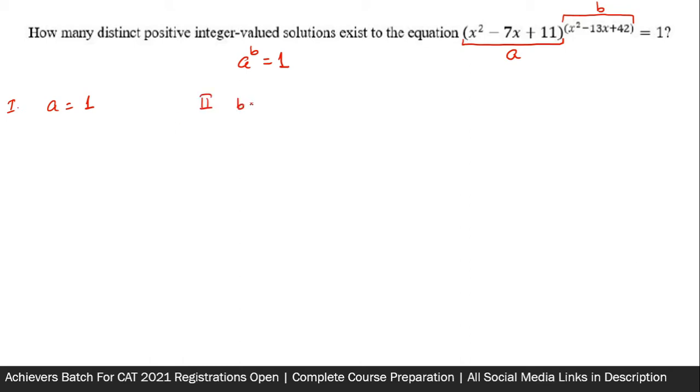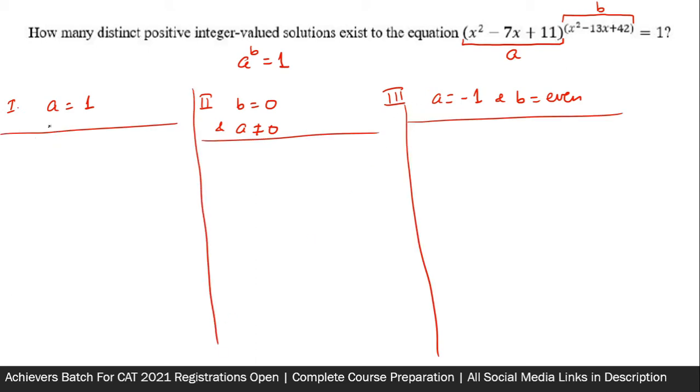Case 2, when B is 0. If B is 0 and A is not 0, then we can claim that this is definitely equal to 1. And the third case, if A is -1 and B must be even. It could be 0, 2, 4, 6, 8 or -2, -4, -6. Everything will do, but it has to be even. So let us have a look at these 3 broad cases.